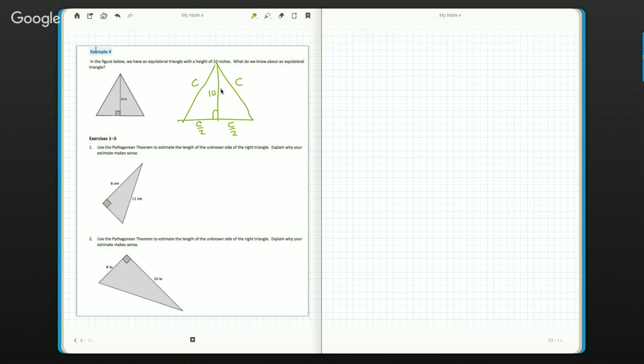So now I can write an equation that says 10 squared. Or let's identify. Let's just look at one of these right triangles. Let's look, say, at this one. This is a right triangle because we see that we have this right angle here. And so we know that this is our hypotenuse.